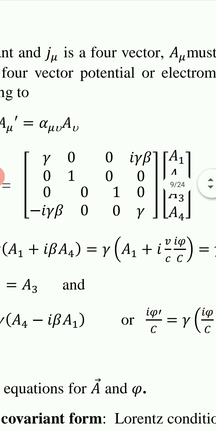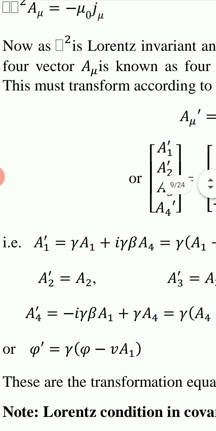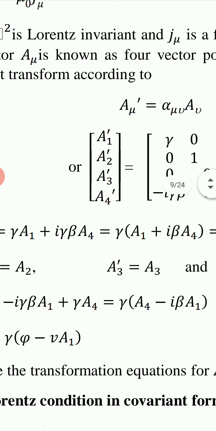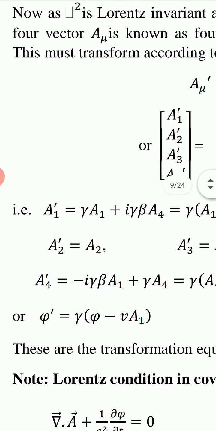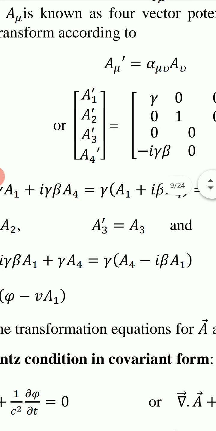Similarly, other equations are A2 dash equal to A2, A3 dash equal to A3, and fourth equation is A4 dash equal to minus I gamma beta A1 plus gamma A4. Gamma is taken common, gamma into A4 minus I beta A1.